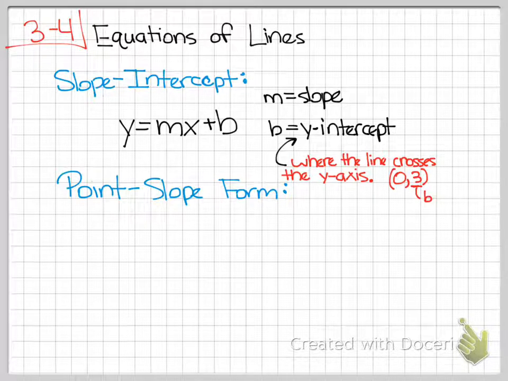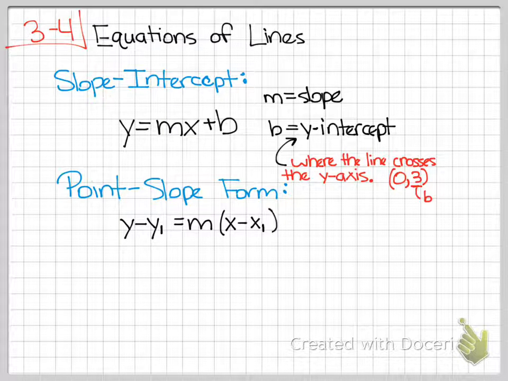Okay? And then we have point slope form. Point slope form is y minus y1 equals m times x minus x1. Okay? Again, here, m is slope. And then x1, y1 is just a point on the line.